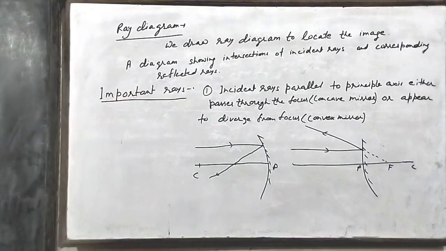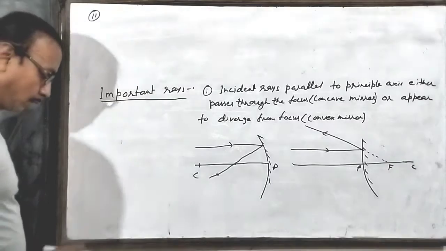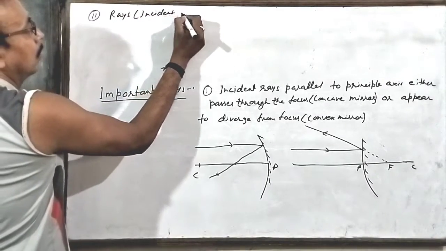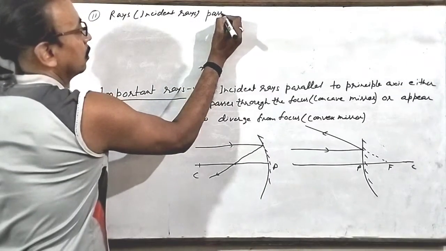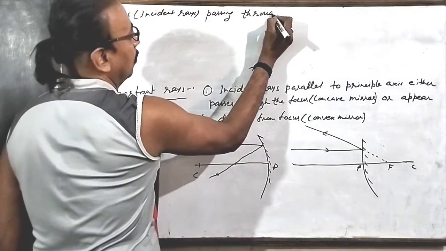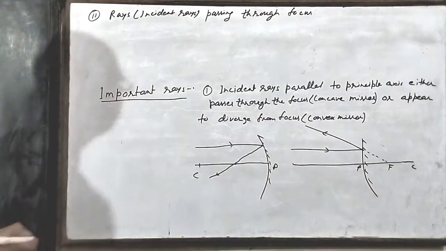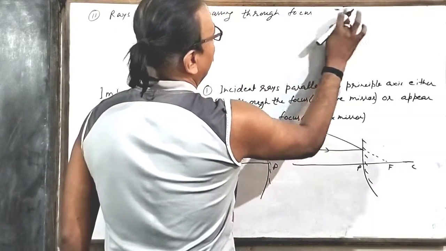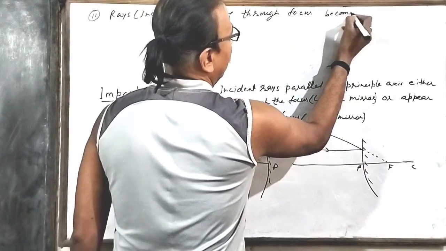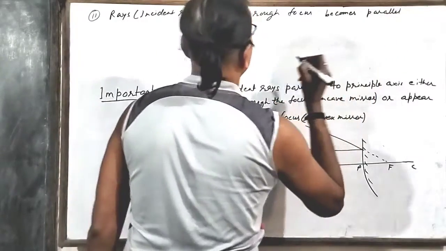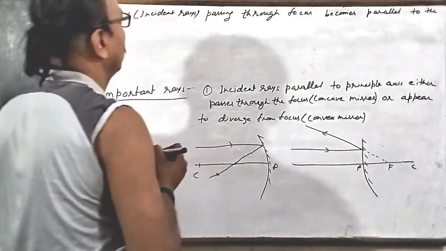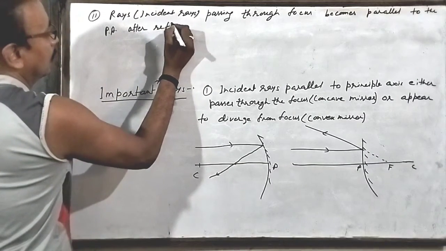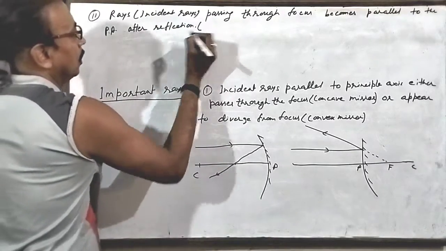Second ray. The second important ray means incident rays passing through focus become parallel to the principal axis after reflection. This is for a concave mirror.